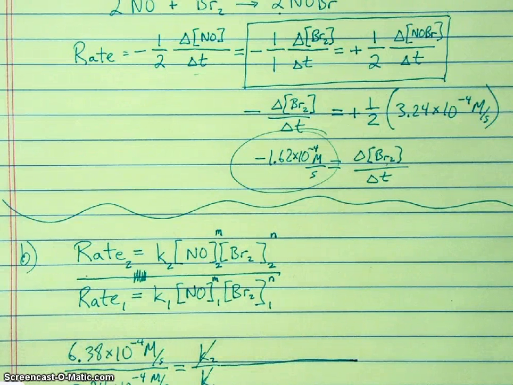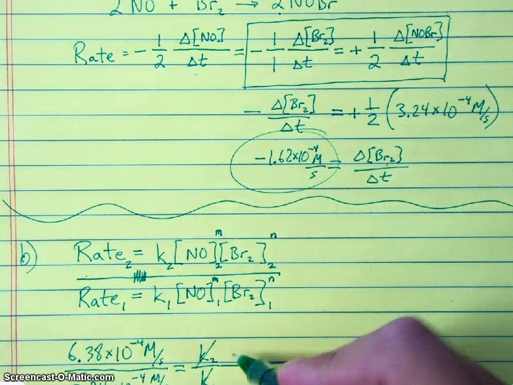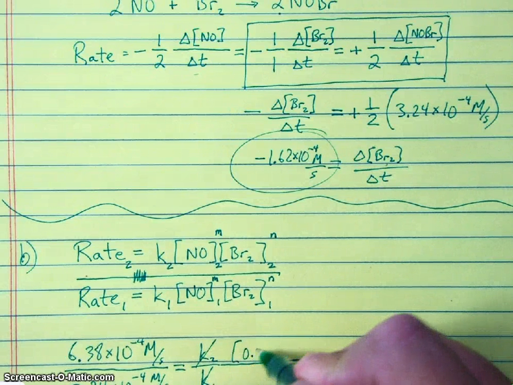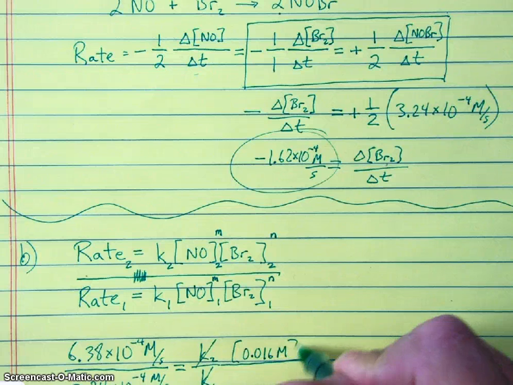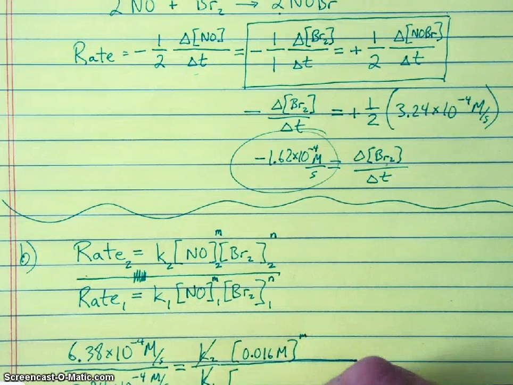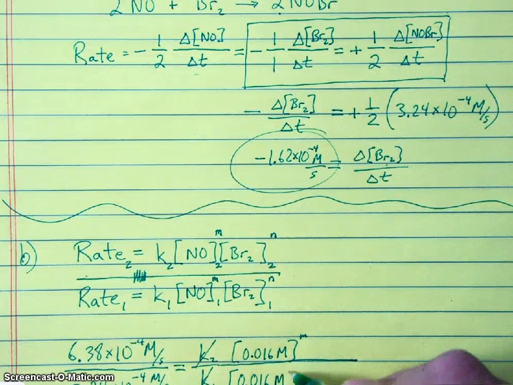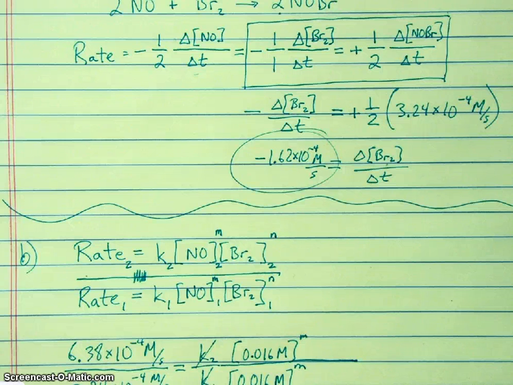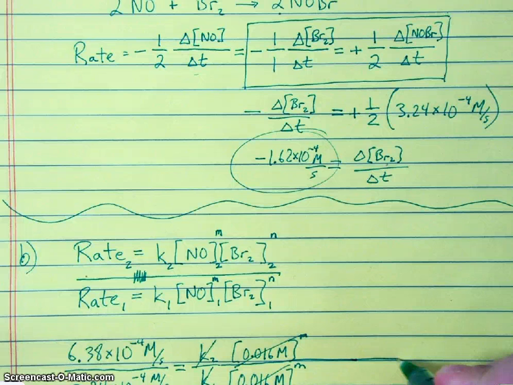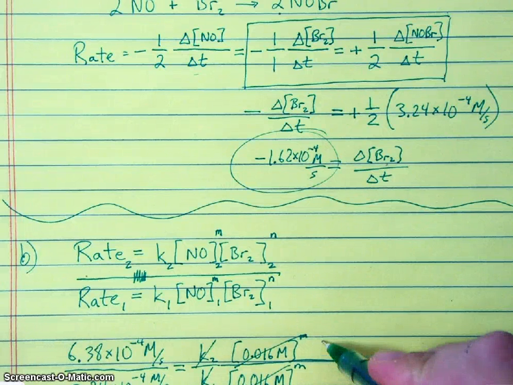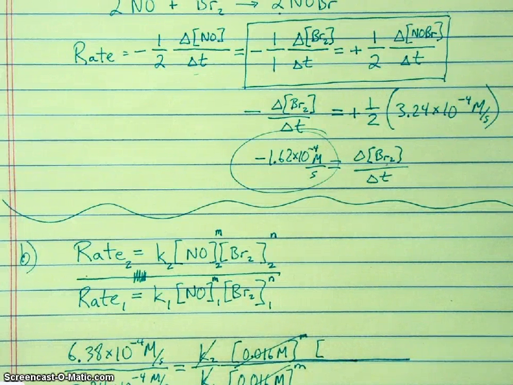Now for the rest of this. The concentration of NO divided by the concentration of NO in experiment 2 is also the same. Do you see that it's also 1? We're going to go ahead and cancel it out. And that's going to leave us with our numbers for the bromine.